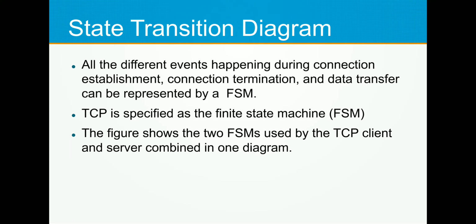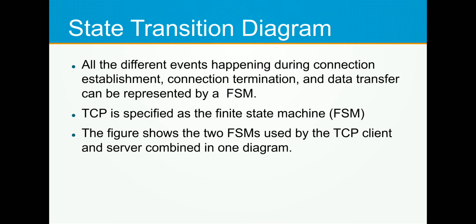Okay, in the last video, we had discussed the three-stage connection establishment, data transfer, and connection termination phases of TCP. Since the various events are happening during these three phases, how do we keep track of all these events? How do we represent them in a single state, a single place? Then we use the concept of a finite state machine.